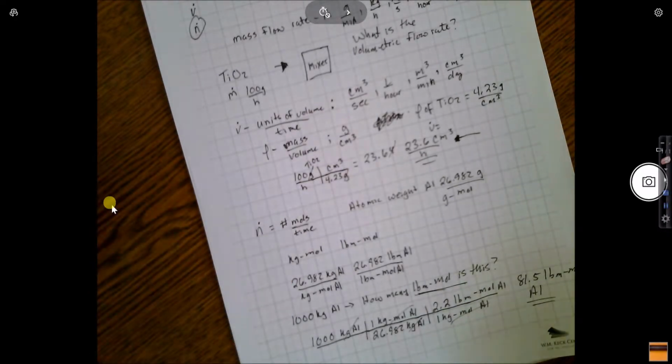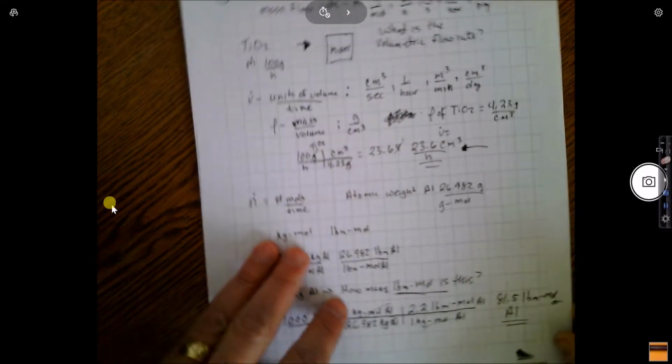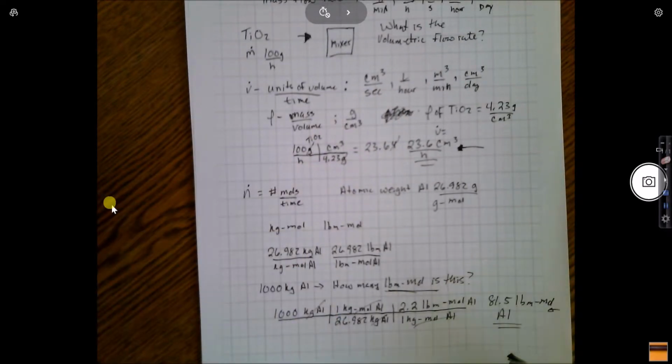So very simple. And let me tilt the paper a little bit more. Let me cover again what I just wrote in case you didn't see it, because my arms are all over the place. So we had 1,000 kilograms of aluminum. We wanted to know how many pound mass moles that equated to.